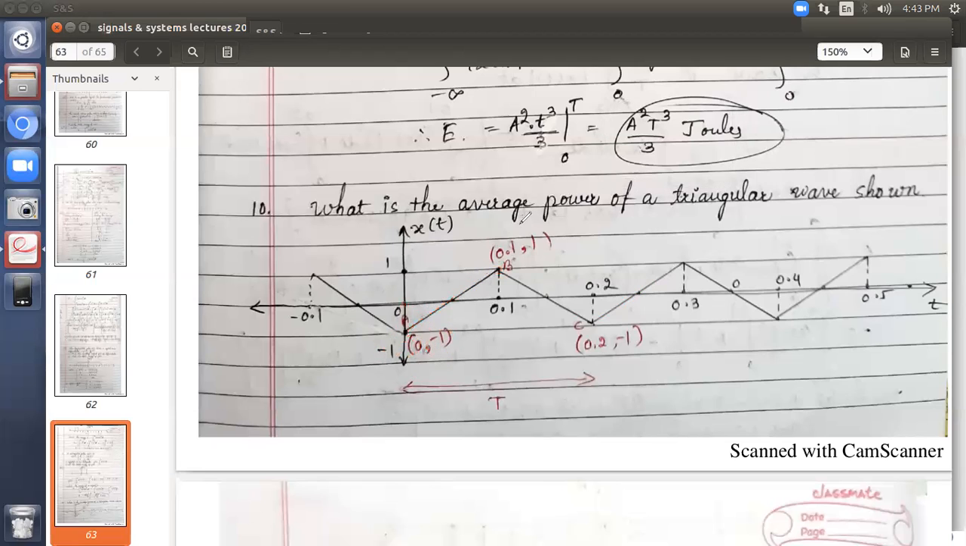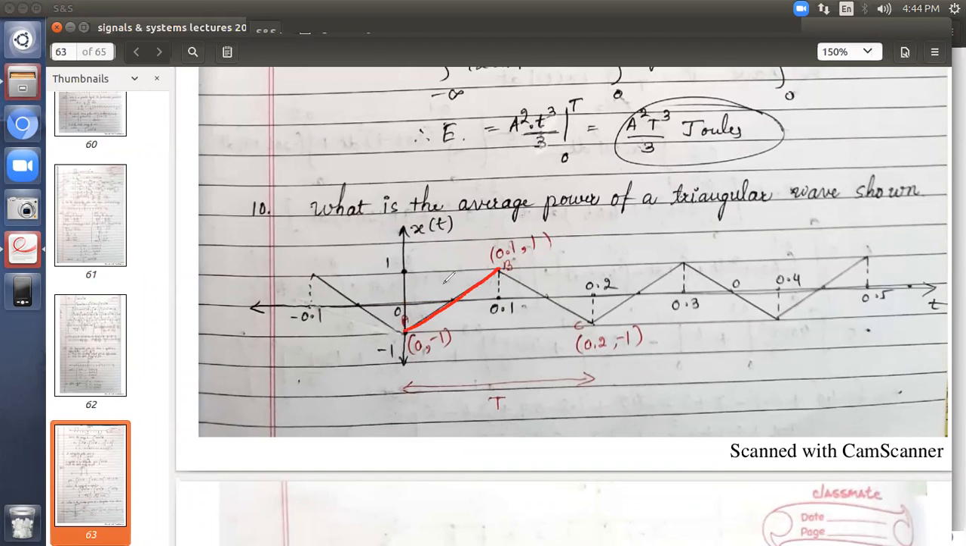Similarly, for this point, starting at 0, to reach this point, first I will travel along the x axis and reach 0.1. So the x coordinate is 0.1. Then to reach this point B, I will travel in the vertical direction 1. Hence the y coordinate is 1. So the coordinates are (0.1, 1). This is how for this line we calculate the coordinates.